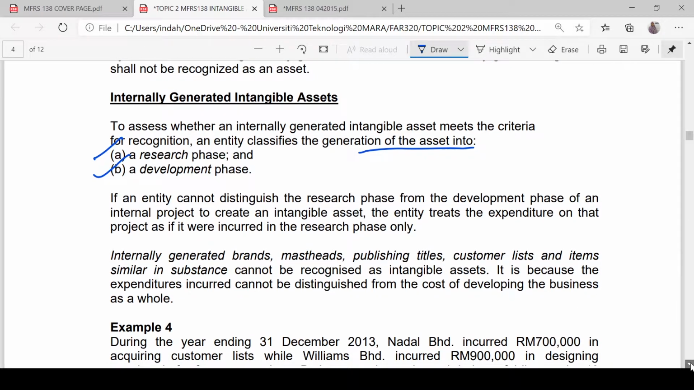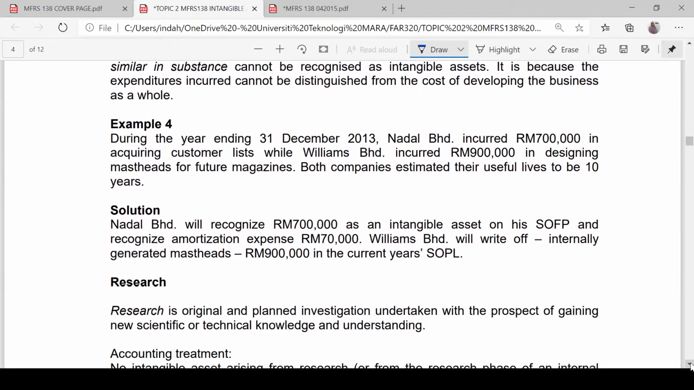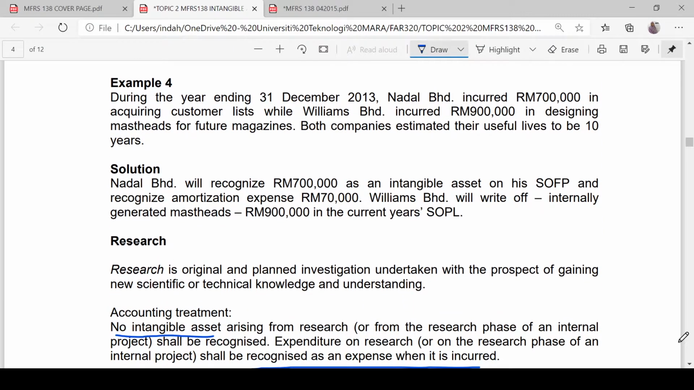Right, so let's look at example 4. During the year ending 31st December 2013, Nadal Berhad incurred 700,000 in acquiring customer list, while Williams Berhad incurred 900,000 in designing masthead for Future magazine. Both companies estimated their useful life to be 10 years. So discuss the accounting treatment for both situations.